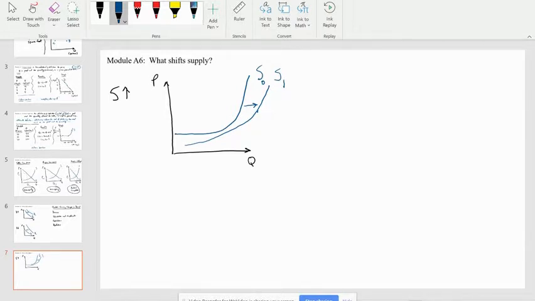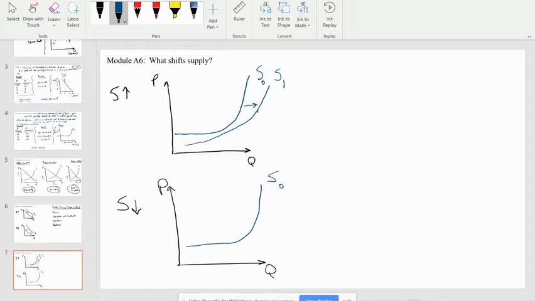A decrease in economic supply is going to be the opposite. Starting again with our price and quantity axes labeled clearly for each, we begin with an original economic supply curve. And note that what we mean at a given price is that less is offered for sale when we have a decrease in supply. So the curve shifts to the left.